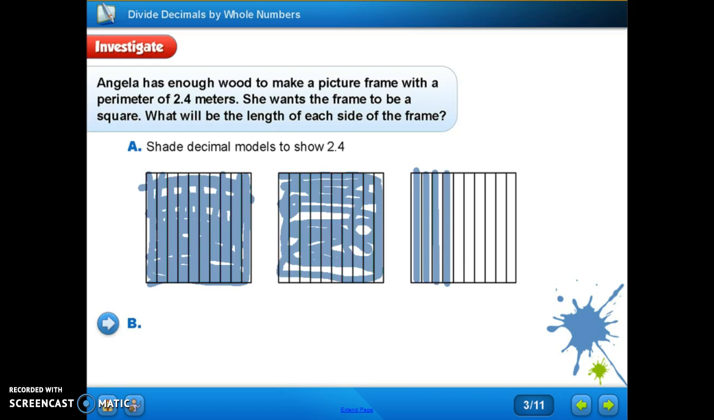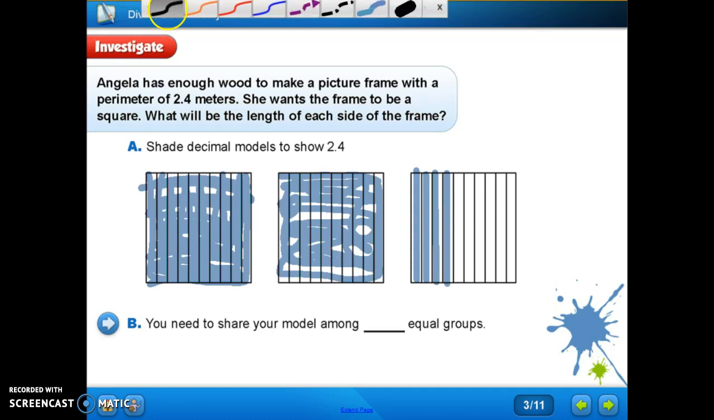Now she wants the frame to be a square. So what does that tell us about the sides of our frame? They're all going to be equal, or they're all going to be the same size if it's a square. Okay? So you need to share your model among how many equal groups? How many sides are there? 4. So you're going to have to share 2 4/10 among how many equal groups? 4 equal groups.